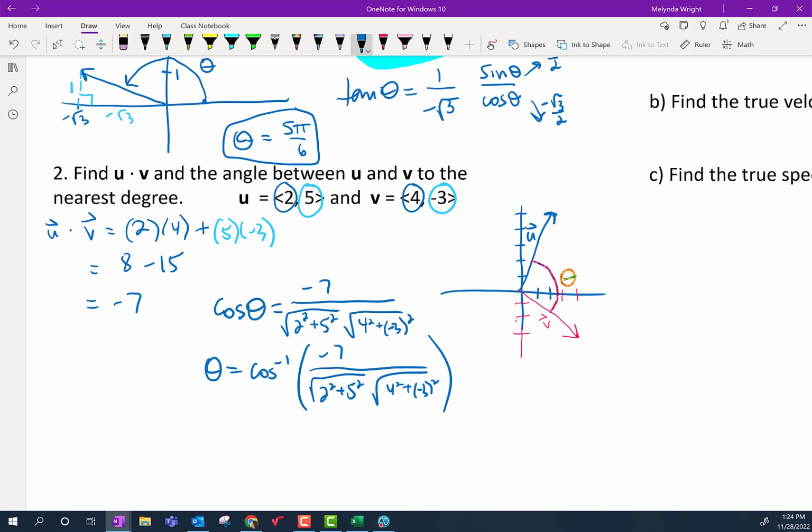They're asking us to find it to the nearest degree. So they want us to put our angle in degrees. Just make note of whatever you're asked to do.